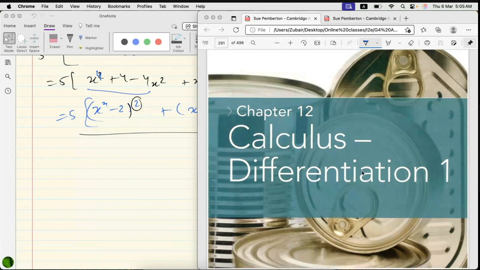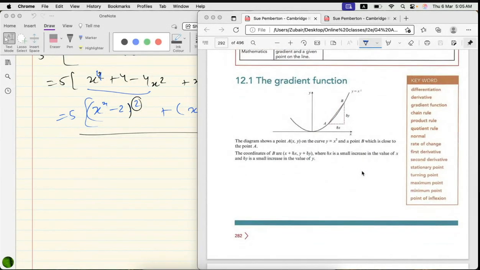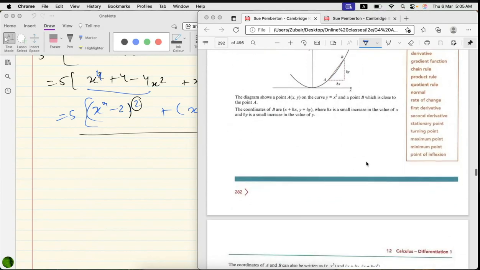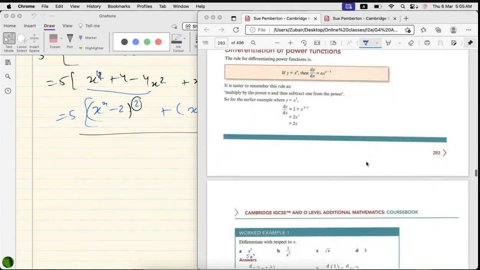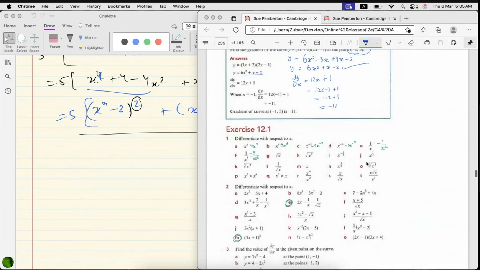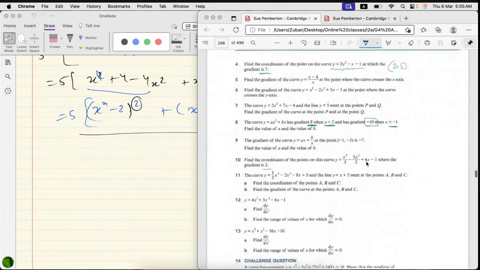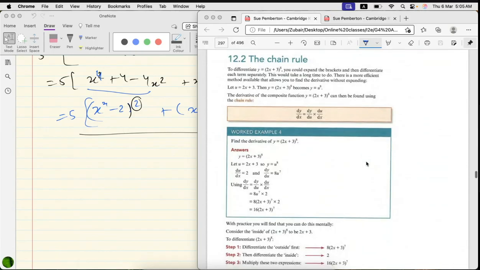We discussed calculus, differentiation, how to differentiate, which is the gradient function, and then the gradient when x is given. For that, we practiced all of the exercises. Now we have the chain rule.